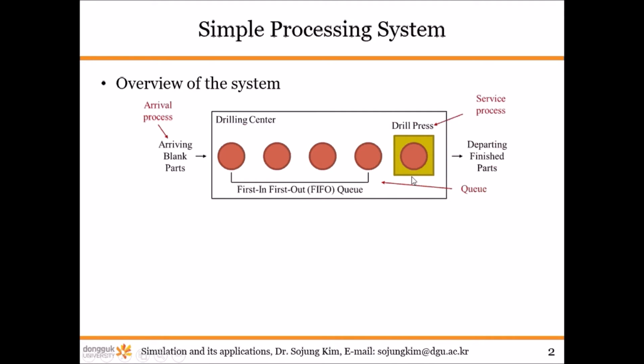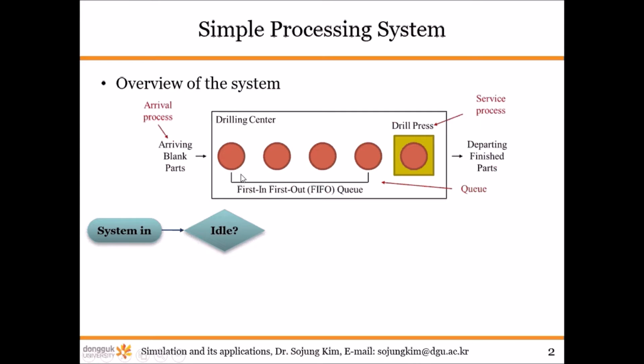Okay, and we have only one drill press, so in this case you can also consider this an M/M/1 system according to queuing theory. And if you have this system, we can illustrate the process using a flow chart.